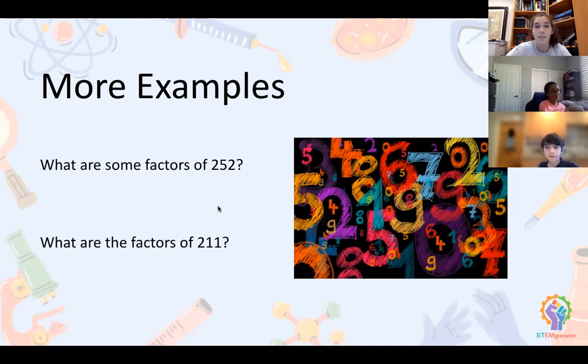Let me see. Exactly. No, it's not divisible by 9 because 4 is not evenly divisible by 9. Well, one factor is 1. Yeah, 1 and 211. Exactly. So this one's actually a tricky one because 211 is prime. So the only numbers that are divisible by it are 1 and itself. Oh, that tricked me. Yeah, it's tricky.